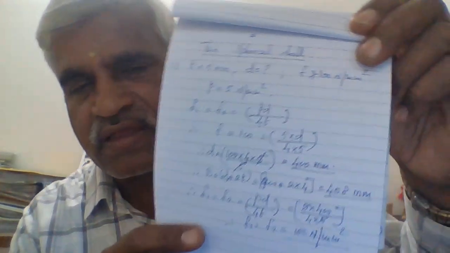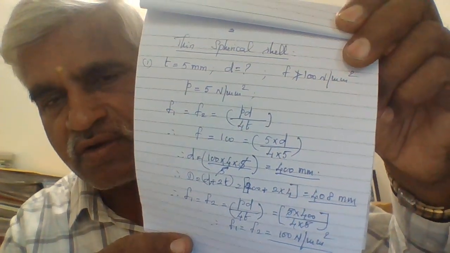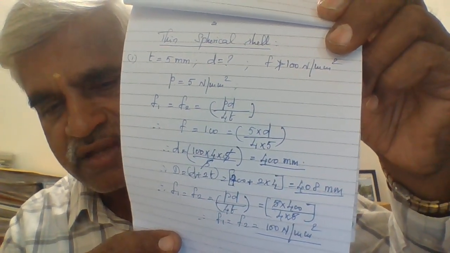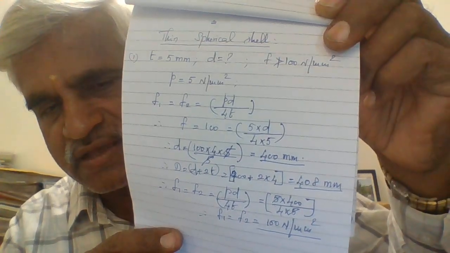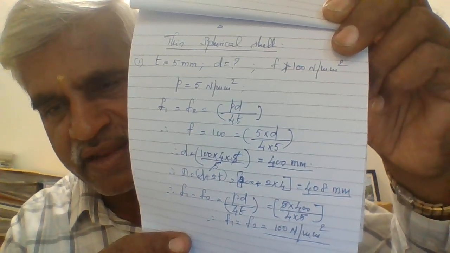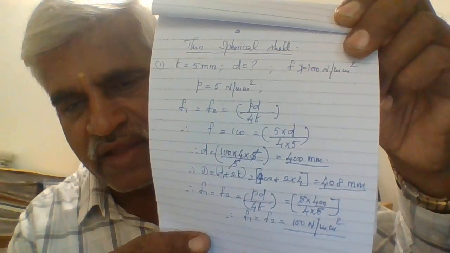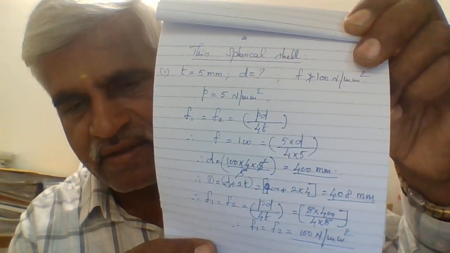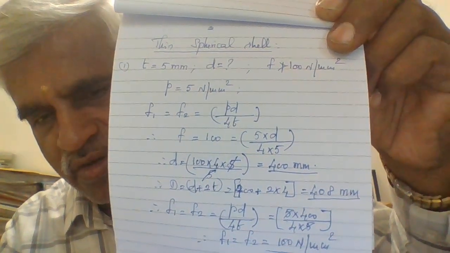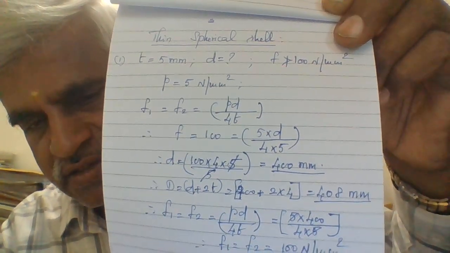Now I am showing the problem which is worked out. You can see the diameter is 400 mm and the thickness is given. You can find the diameter, or if the diameter, pressure and allowable stress are given, you can find the thickness also. So this is about the design of thin spherical shell.